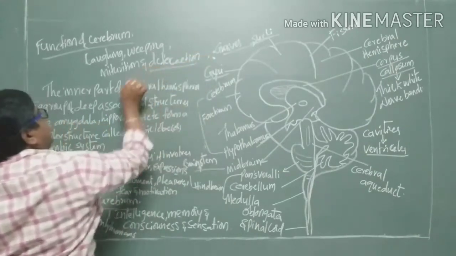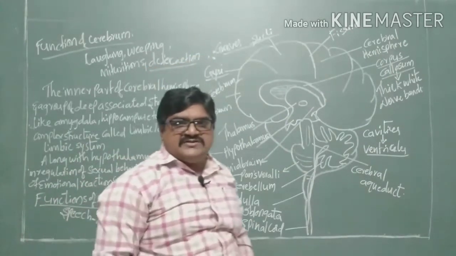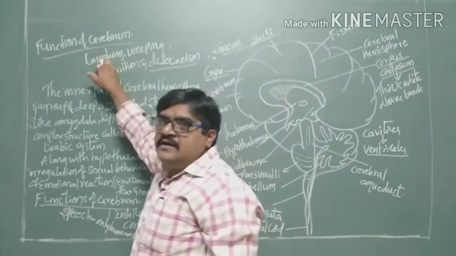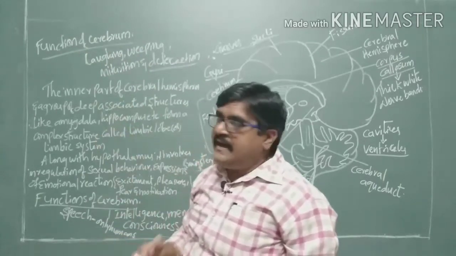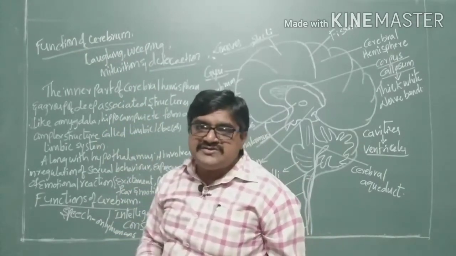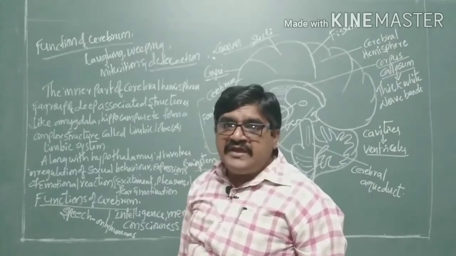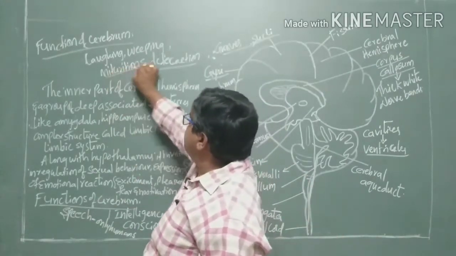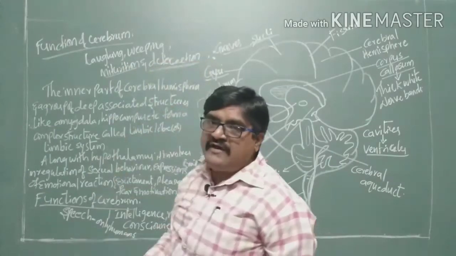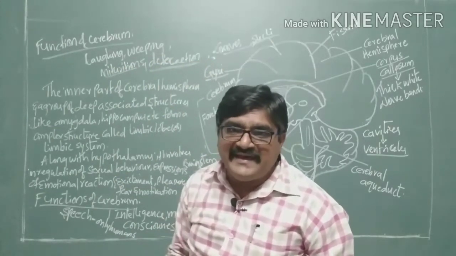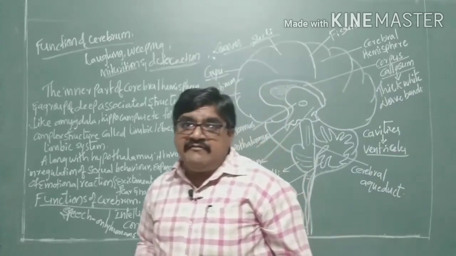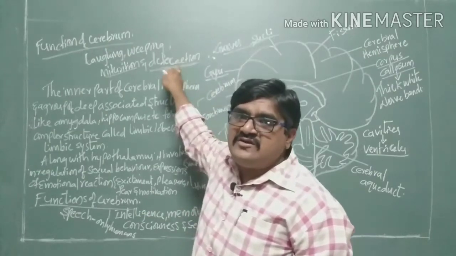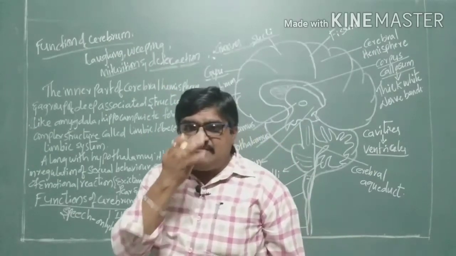So these are the various functions performed by the cerebrum: laughing, weeping, that means crying, as well as micturition, that means releasing of urine from the urinary bladder, and defecation, the excreting of waste material through the anus. So these are under the control of the cerebrum.